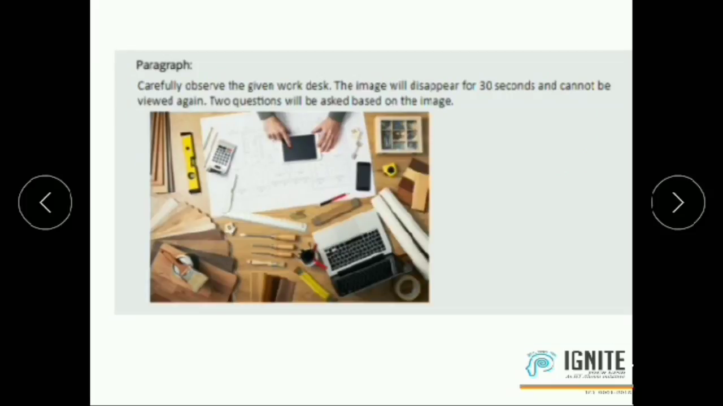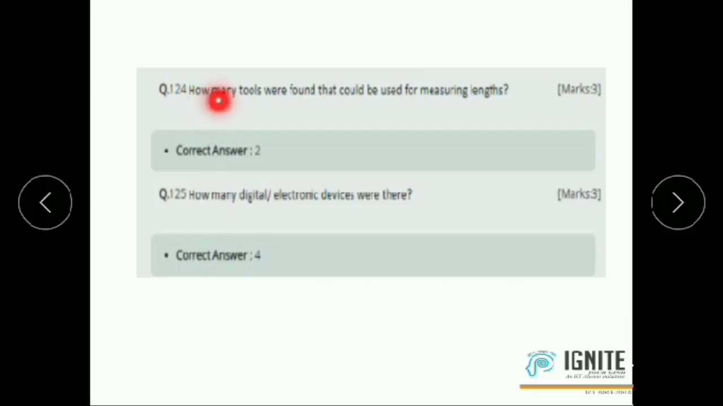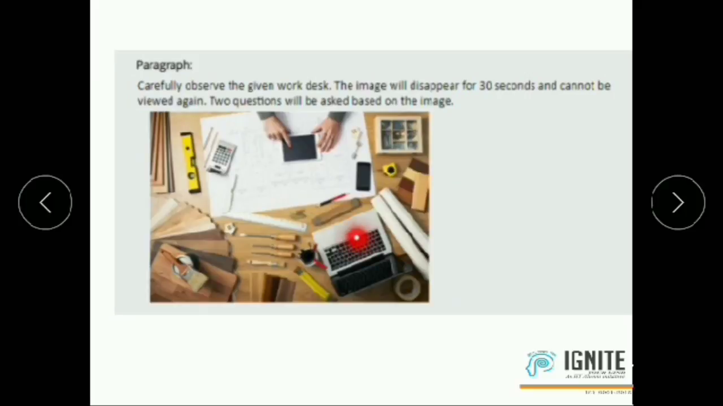Next image. Image will disappear for 30 seconds and cannot be viewed again. How many tools were found that could be used for measuring length? 2. How many digital or electronic devices were there? 4. Laptop, mobile, tab and calculator.